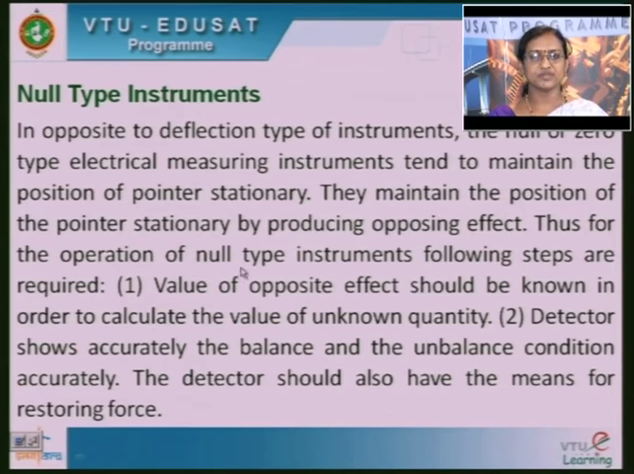Thus, for the operation of null type instruments, the following steps are required. The value of the opposite effect should be known in order to calculate the value of the unknown quantity, and the detector should show accurately the balanced and the unbalanced condition. The detector should also have the means for restoring force. So, this is about the null type instruments.